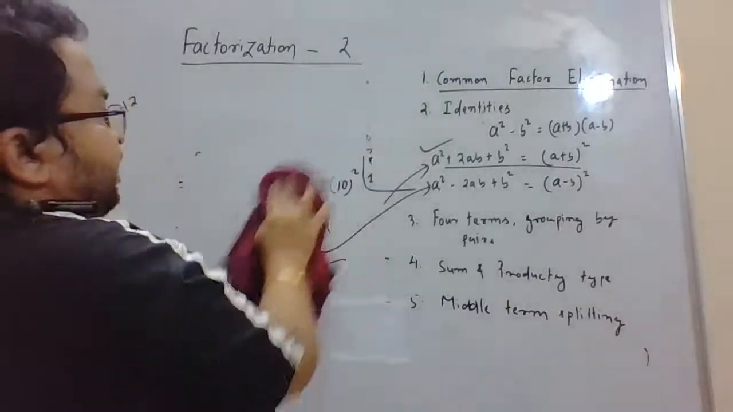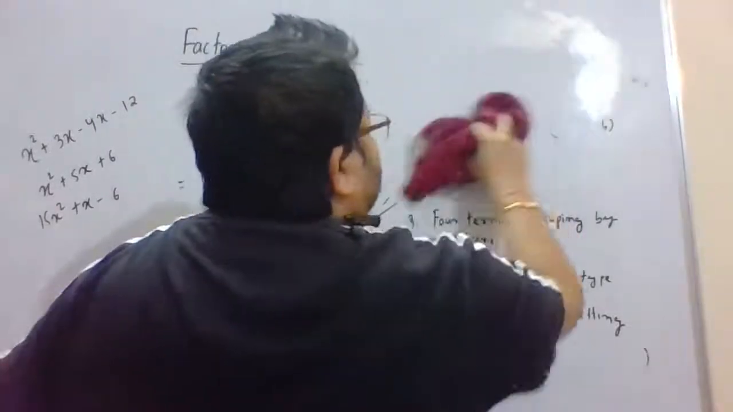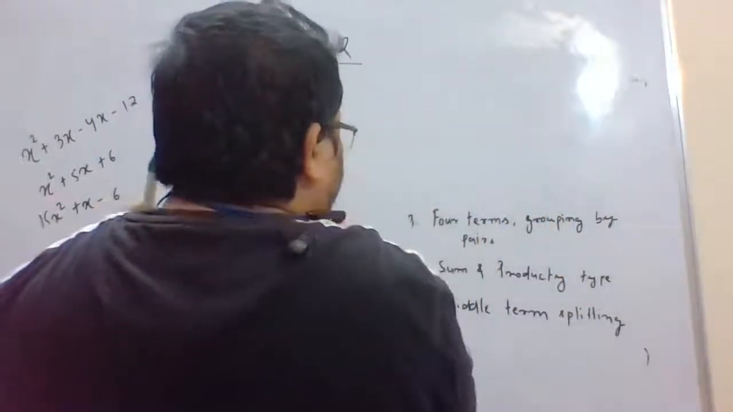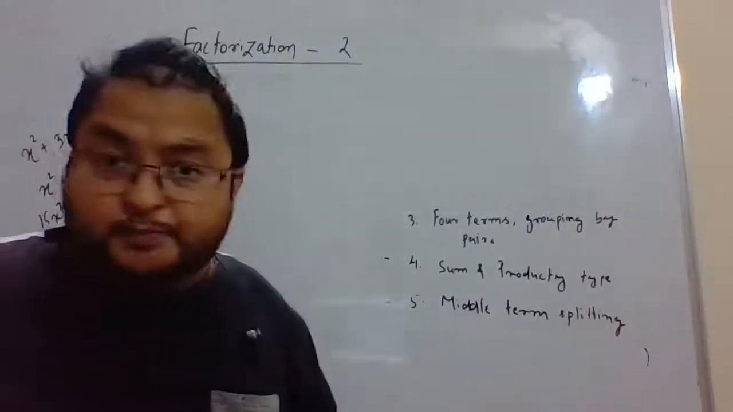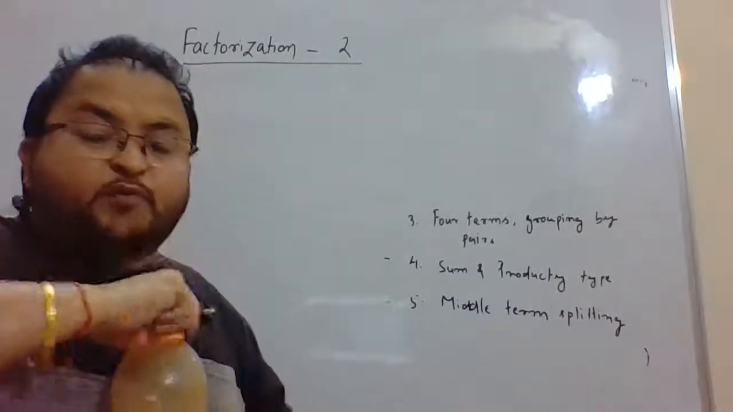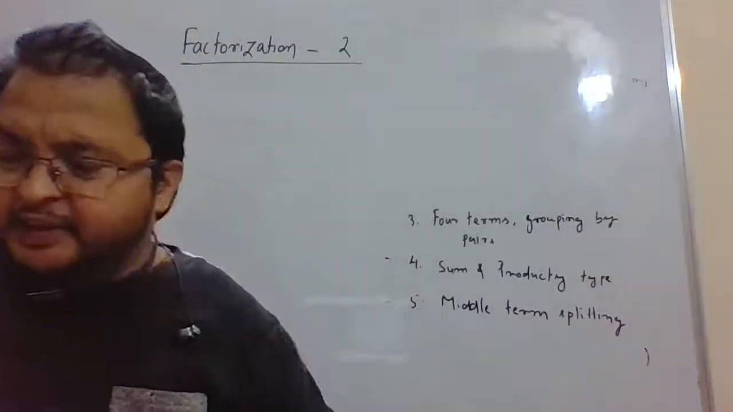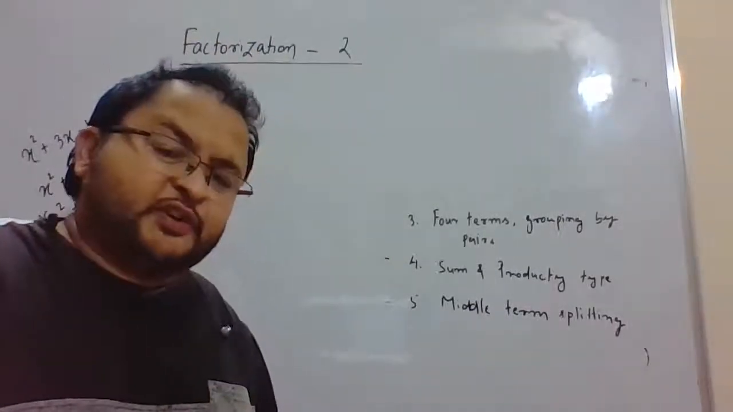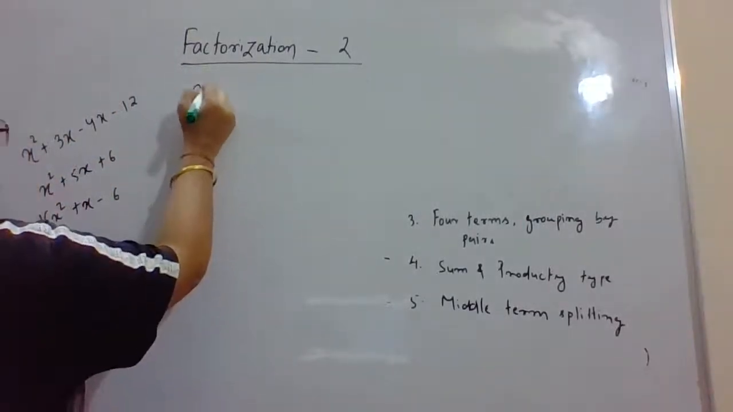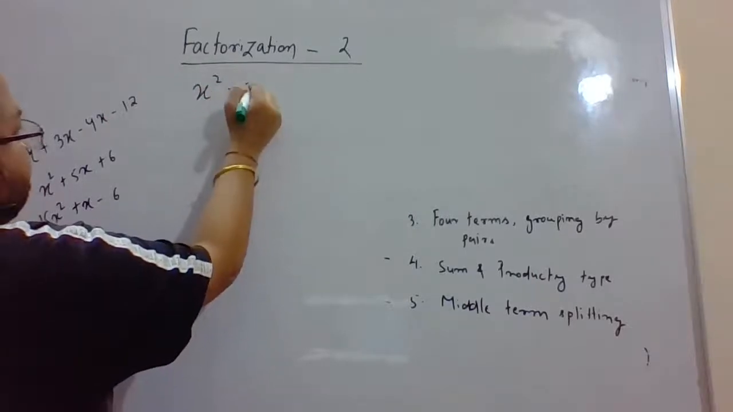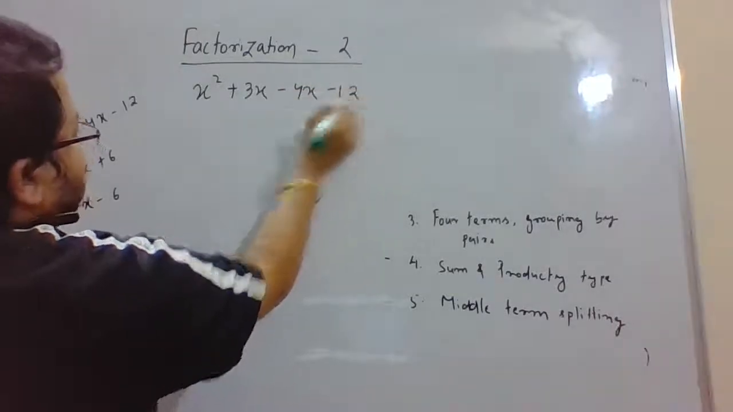Okay. But there could be situations where rather than getting three terms in the algebraic expression to factorize, sometimes we may get four terms. Okay. If there is a common term across all of them, I would recommend obviously you should first eliminate the common factor. But let's take this example: x squared plus 3x minus 4x minus 12.